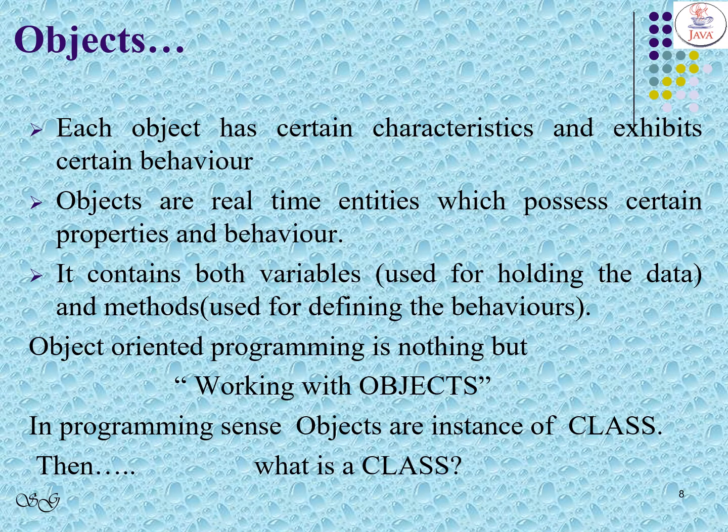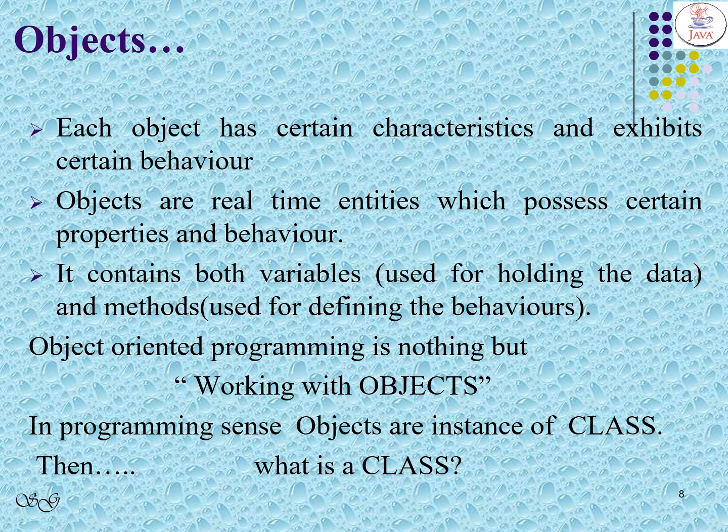When do we call them an object? Each object has certain properties and behavior. In program context, an object contains variables which hold the data, which represent properties. It contains methods or functions to define functionality, that is, the behavior of the object. Object-oriented programming is nothing but working with objects. In programming sense, objects are instances of a class.